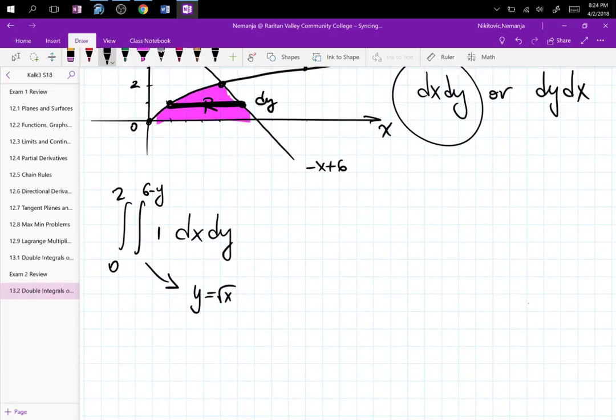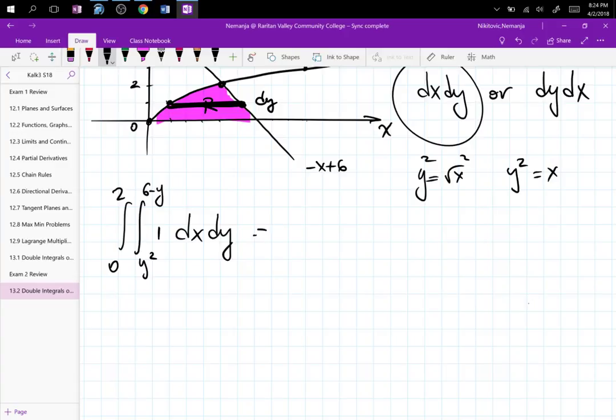So how do I write this in terms of y? I square both sides, right? So y equals root x. Square both sides, you get y squared is equal to x. Yay, that's a y squared right there. It's going to take some time to get through all of these things.